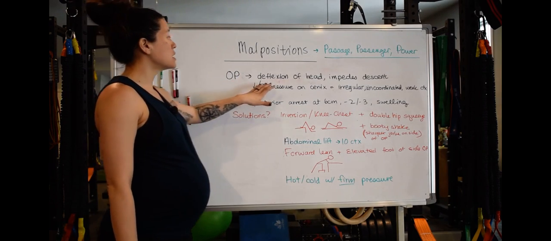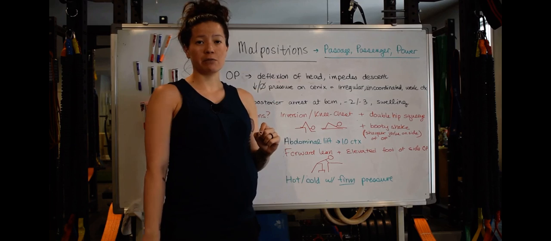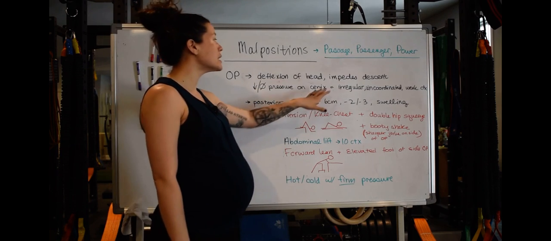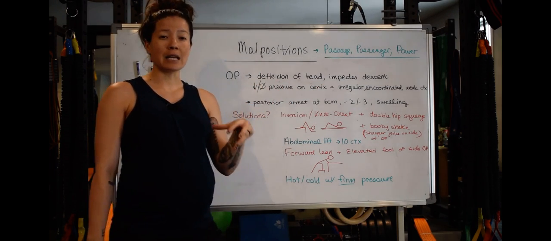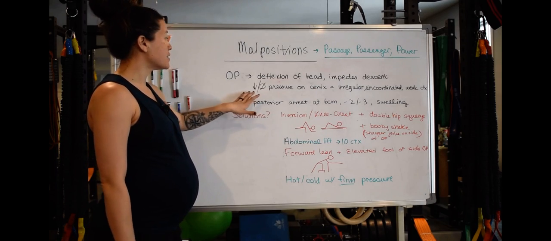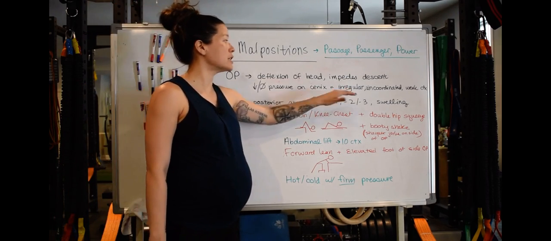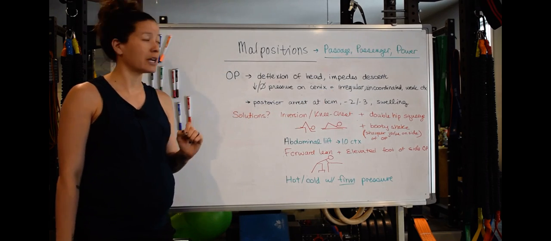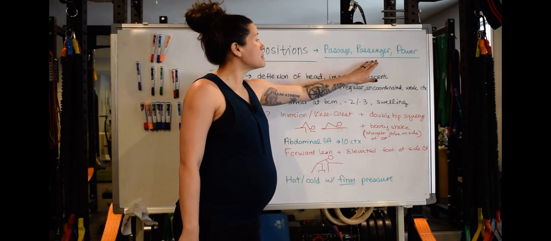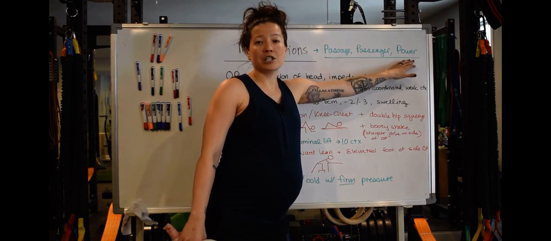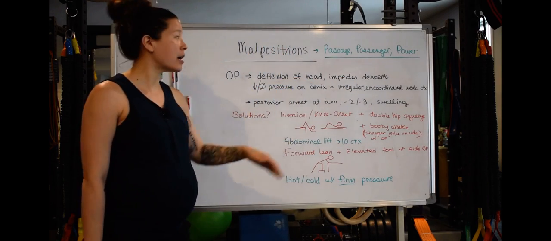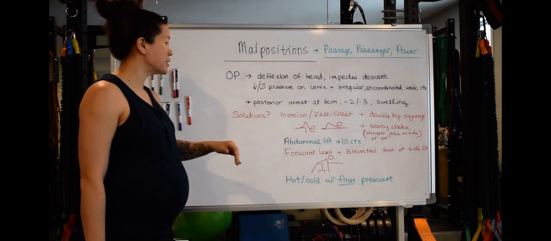So OP positions are going to result in a deflection of baby's head, so baby's head is going to be more extended, and it's going to prevent them from descending into the pelvis. There's either going to be no or very little pressure on the cervix, and it's going to result in irregular, uncoordinated, and weak contractions. So baby's position and the contraction power are not lining up to move through the passage.